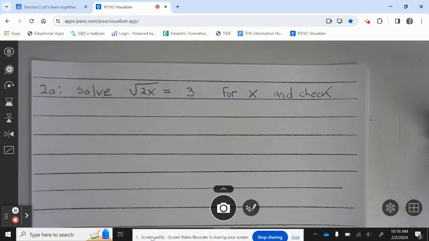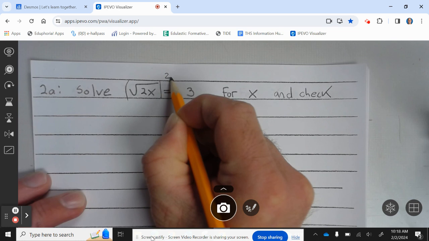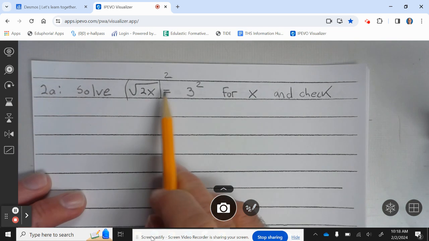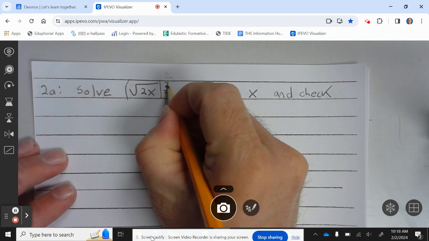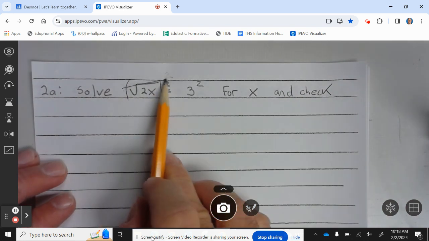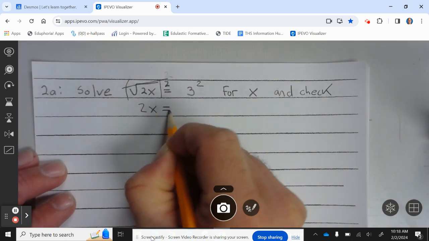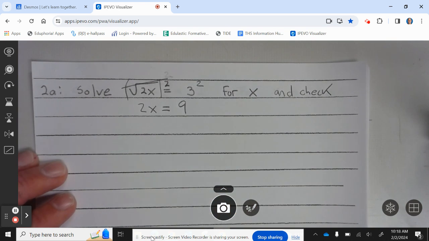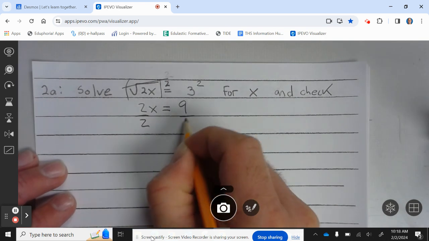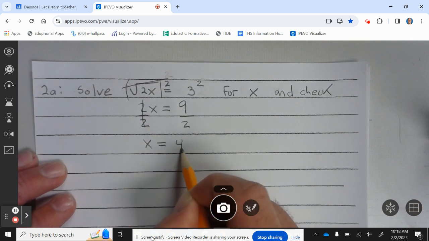All right, 2a: solve the square root of 2x equals 3 for x and check. So we're going to square both sides. The square cancels the square root, so you're left with 2x equals 3 squared, which is 9. Divide both sides by 2. 2 divided by 2 is 1. x equals 4.5.